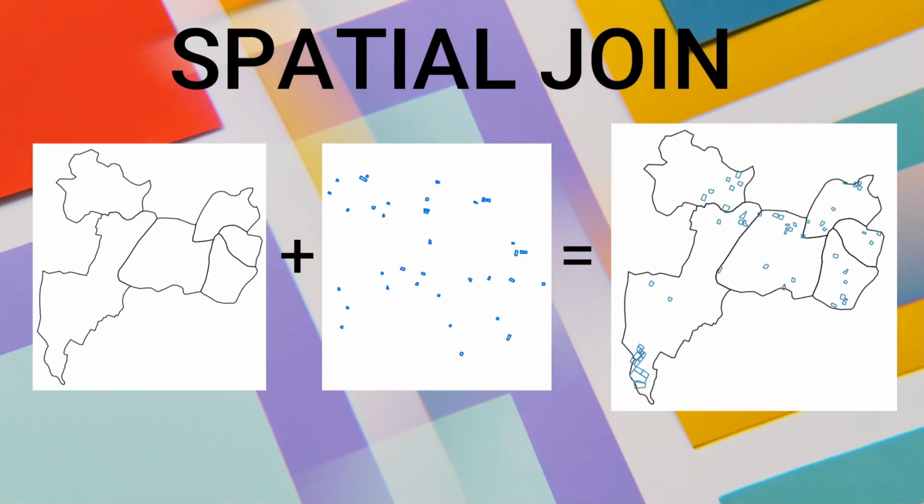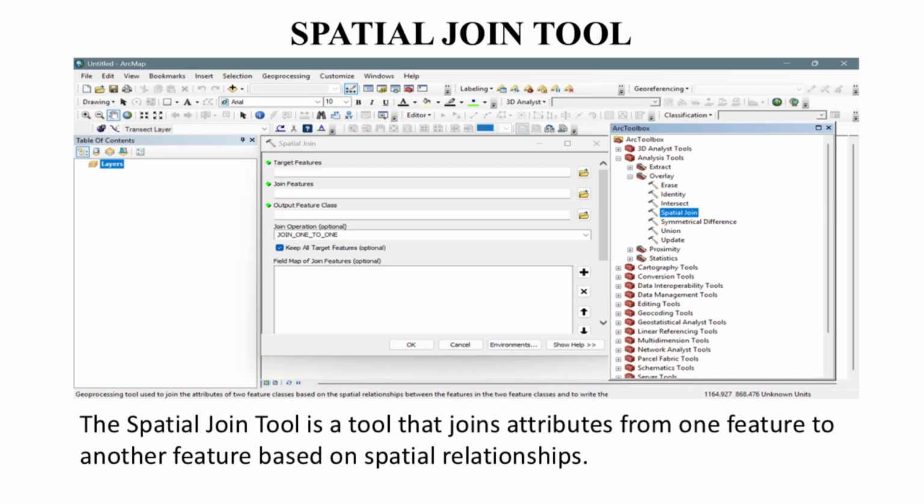Today we are going to show you the tutorial on the Spatial Join tool. The Spatial Join tool is the tool that joins attributes from one feature to another feature based on the spatial relationship. So let's start.